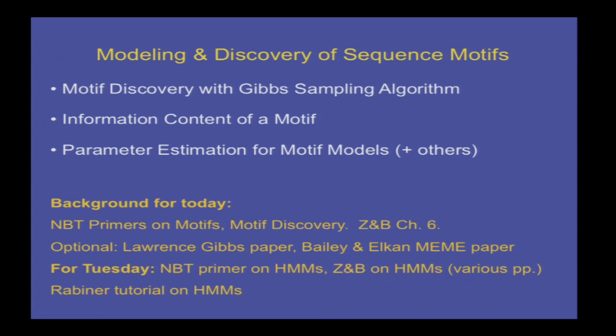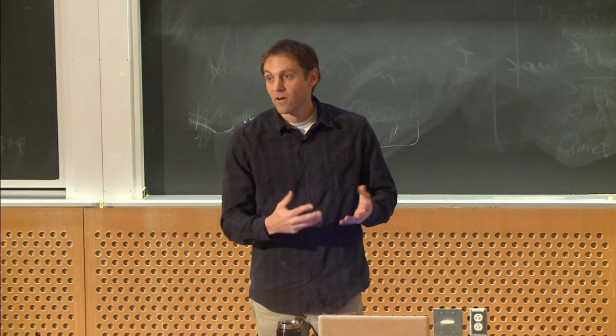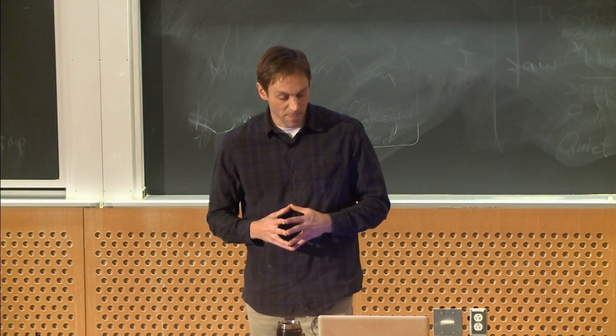And we'll talk about a few other types of motif finding algorithms, and we'll do a little bit on statistical entropy and information content, which is a handy way of describing motifs, and talk a little bit about parameter estimation as well, which is critical when you have a motif and you want to build a model of it to then discover additional instances of that motif.